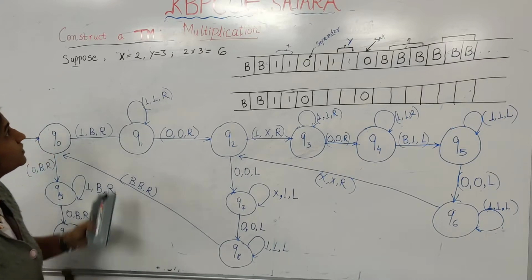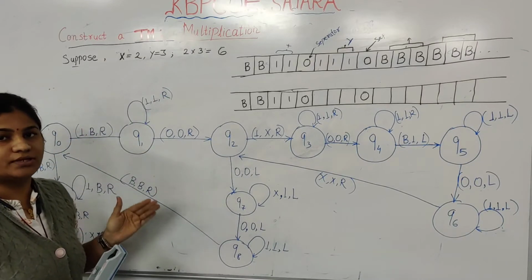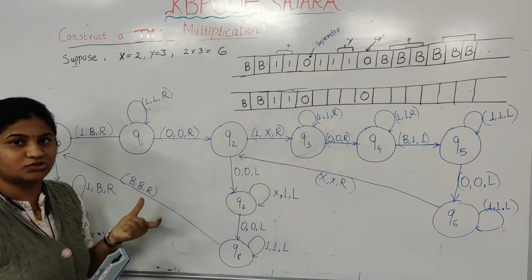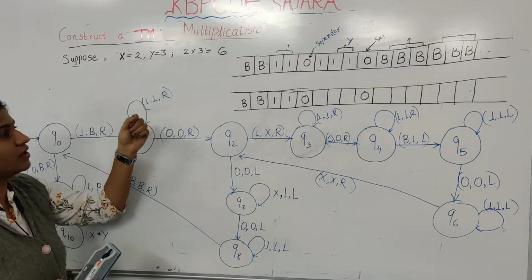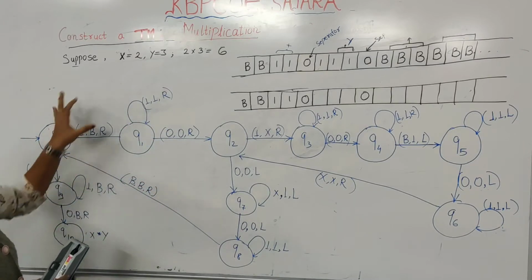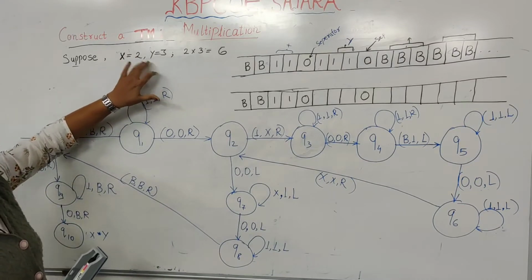The problem we are going to see is how to construct a Turing machine for doing a multiplication. If we want to do a multiplication using a Turing machine, how do we do it? How do we construct and design a Turing machine for it? Let's understand. For example, I am multiplying x and y, x into y.